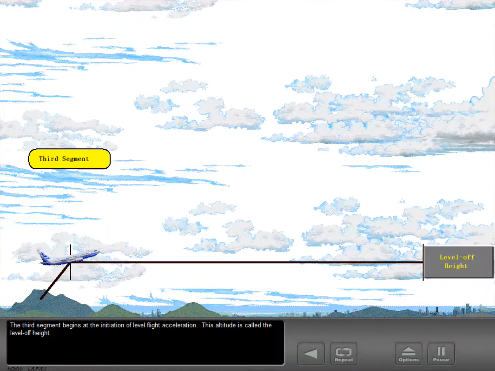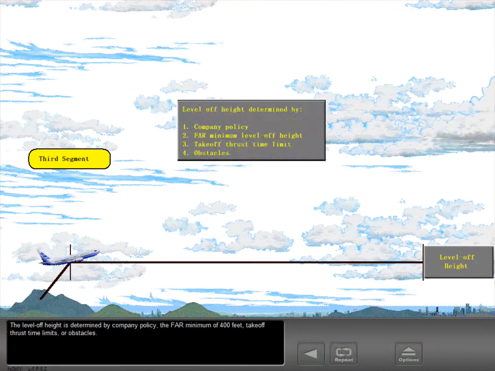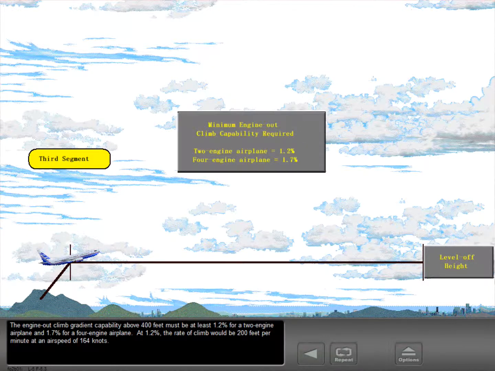The third segment begins at the initiation of level flight acceleration. This altitude is called the level off height. The level off height is determined by company policy, the FAR minimum of 400 feet, takeoff thrust time limits, or obstacles. The engine-out climb gradient capability above 400 feet must be at least 1.2% for a 2-engine airplane and 1.7% for a 4-engine airplane. At 1.2%, the rate of climb would be 200 feet per minute at an airspeed of 164 knots.